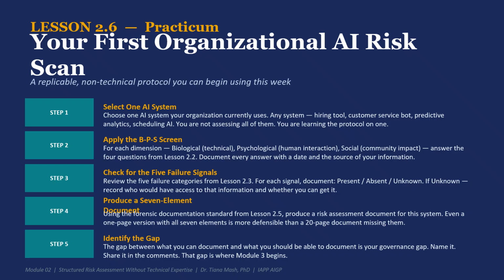She checks the 5 failure signals and finds accountability vacuum and scope drift both apply. Here, the system is now being used to generate driver performance scores, which was not in the original procurement scope. She produces a 4-page, 7-element document, flags the scope drift for immediate escalation, and schedules a follow-up review for 60 days later. This is a practicum completed. This is governance in action.